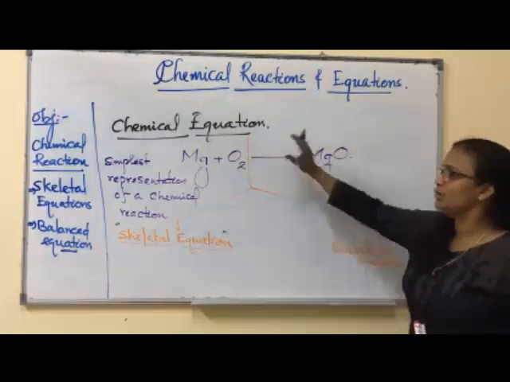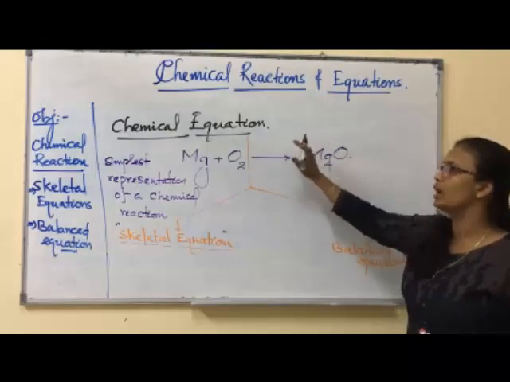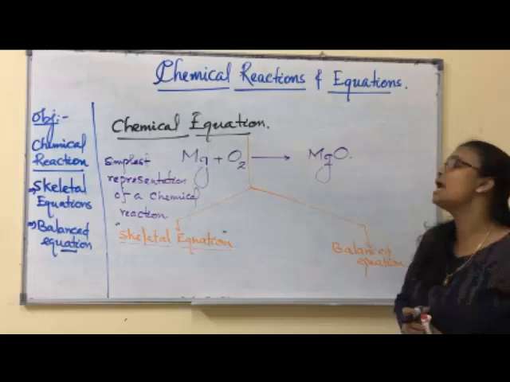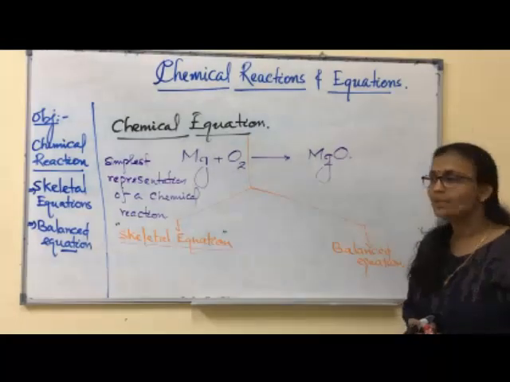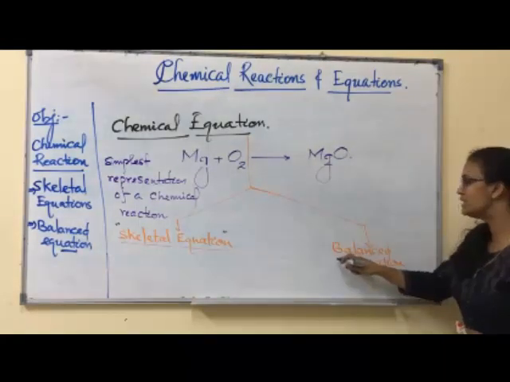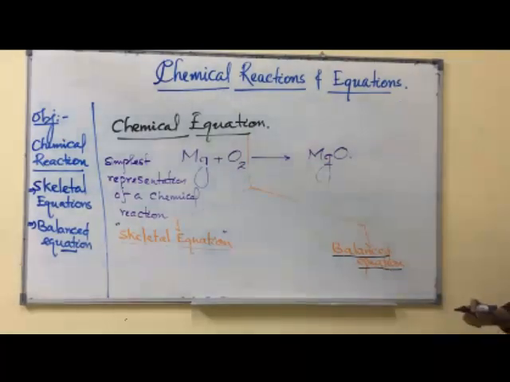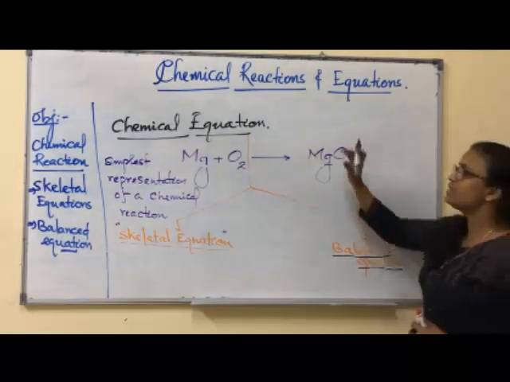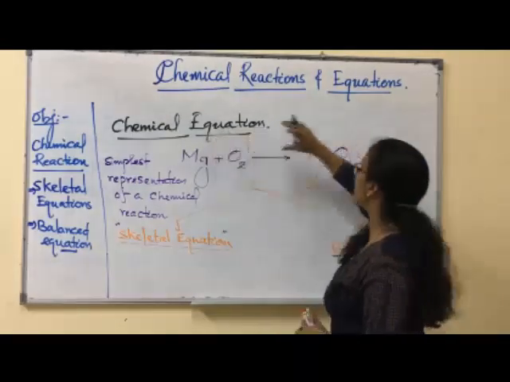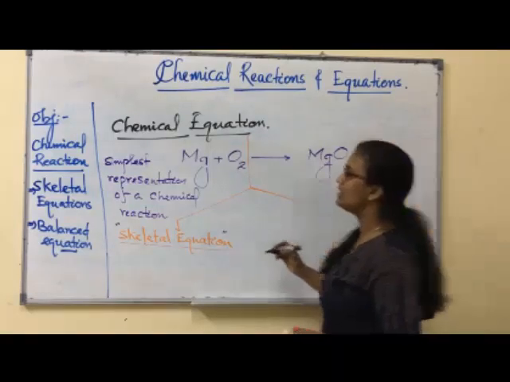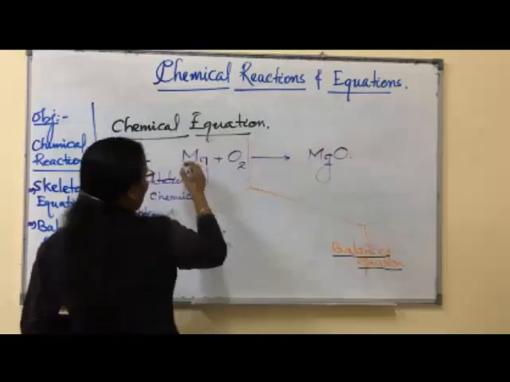The equation in which the atoms of each and every element are not equal in the reactant side and in the product side is a skeletal equation. But what do you mean by balanced equation? Balanced equation means the number of atoms of each and every element is equal in the reactant side and in the product side. You know what is the reactant side and the product side.